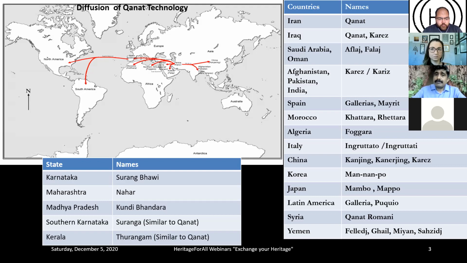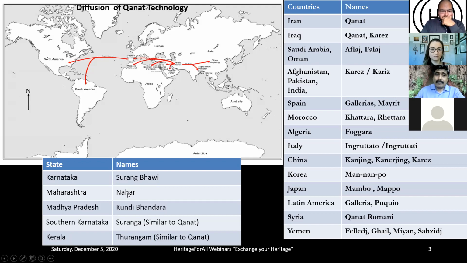And towards China and India. In India, it is generally concentrated in the central or southern part, the peninsular part. These are known by different names across the world; you'll find these names given on the slide. And in India too, they are known by different names, so there are local designations given by people. You'll find them called Surang Bavi. Surang is nothing but a tunnel, and Bavi is a well. So it means wells that are connected with a tunnel. This is the meaning of that.